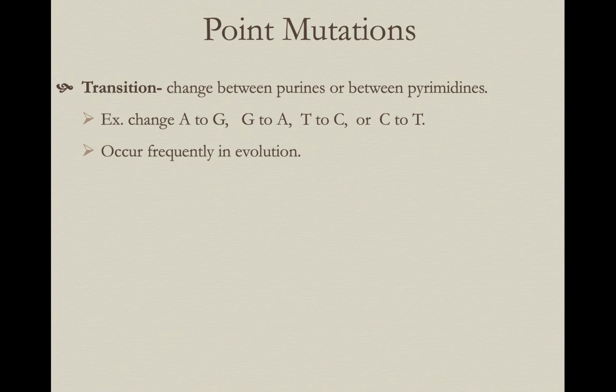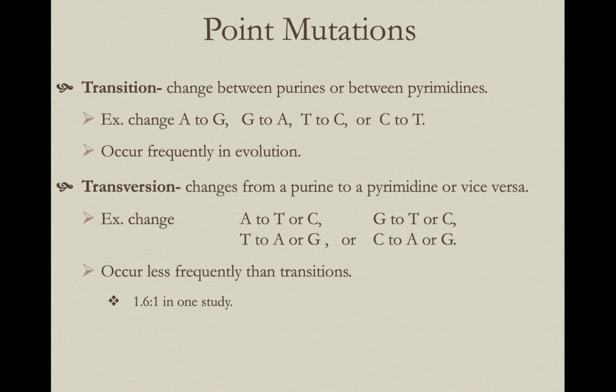Now, there are two basic classes of point mutations. There are transitions, in which you have a change from one purine to another, or from one pyrimidine to another. So remember, the purines are the A's and the G's. If you go from an A to a G or a G to an A, that is a transition. Or a T to a C or a C to a T, that's also a transition. Point mutations are the most common form of mutation, and within point mutation, transitions are the most common.